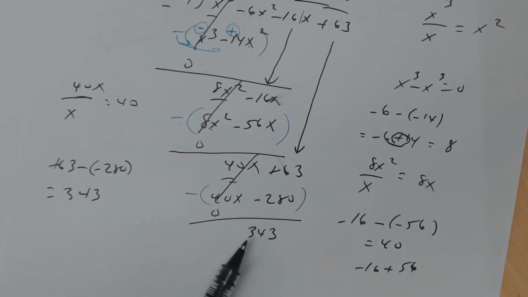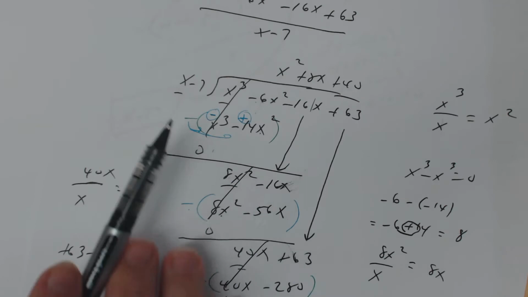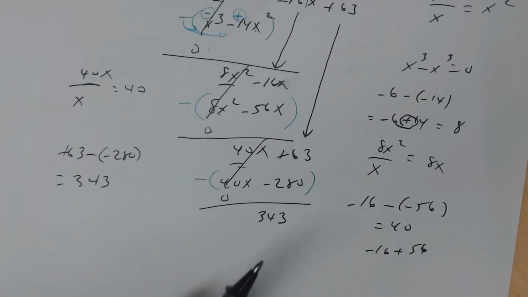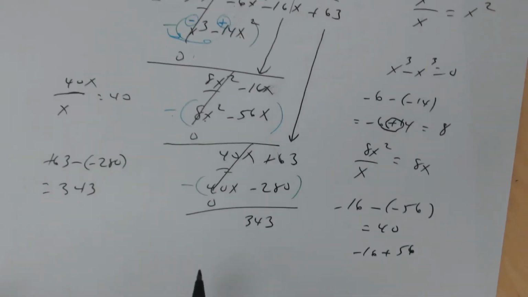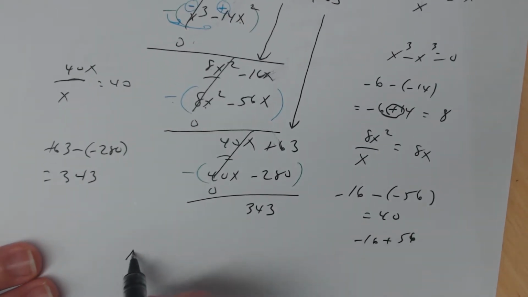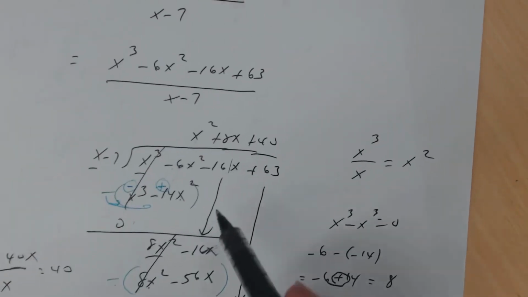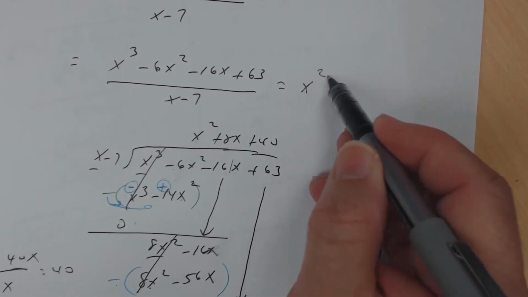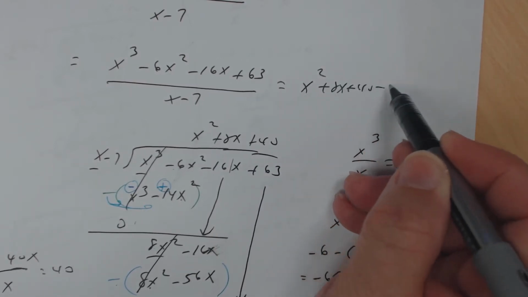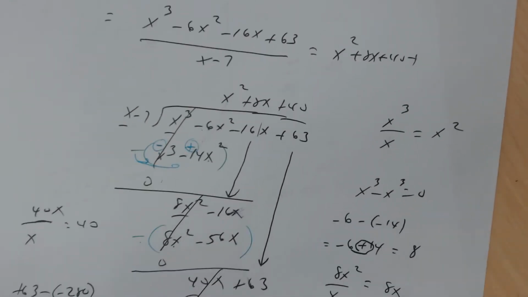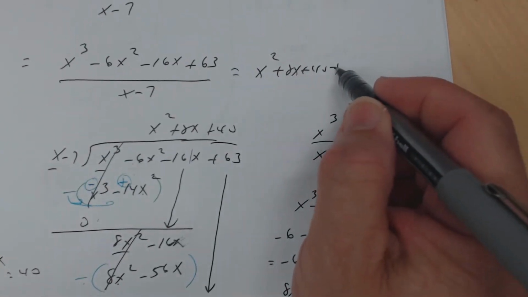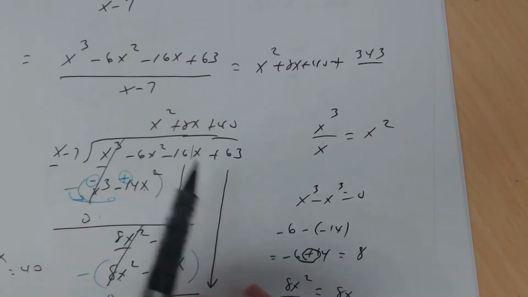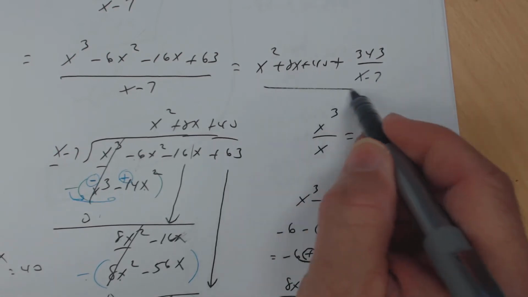Once the degree of your remainder is less than the degree of your divisor, you stop. So the degree here is 0. The degree here is 1. I stopped. So now that's your remainder. So the answer is going to be your quotient, x squared plus 8x plus 40, plus the remainder written as a fraction. So 343 divided by the divisor, which is x minus 7. All right, so that's the answer.